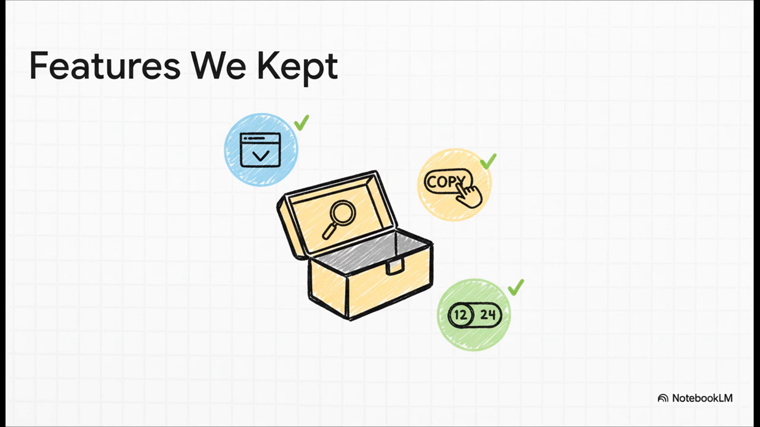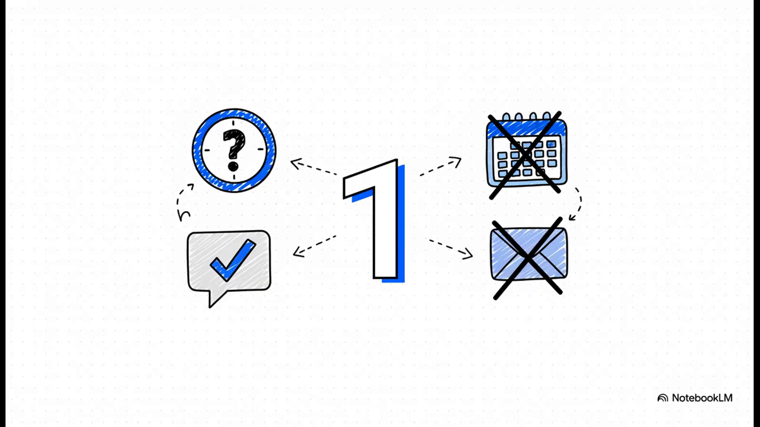So what actually made the cut? Well, only the absolute essentials that directly served the mission. A searchable time zone list, so you're not scrolling for ages. A one-click copy button, so you can paste the perfect time right into an email. A simple hour toggle. Everything is about speed and clarity. And it all comes down to this. The Meeting Time Finder works so well because it has exactly one job.